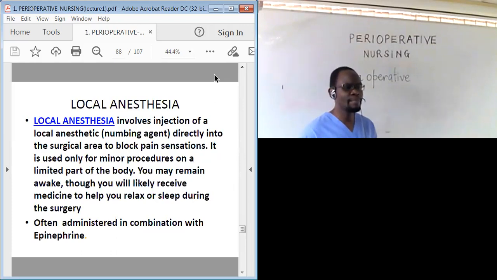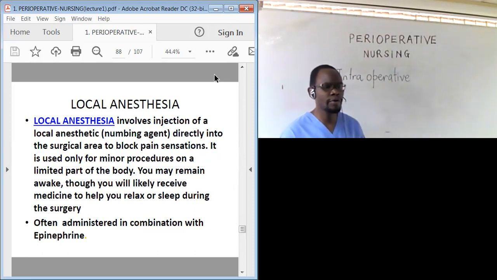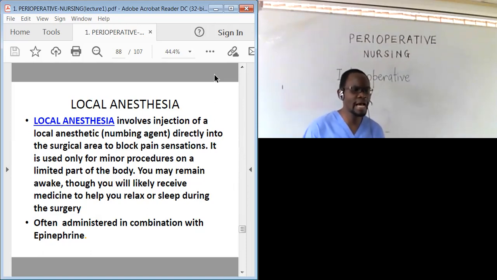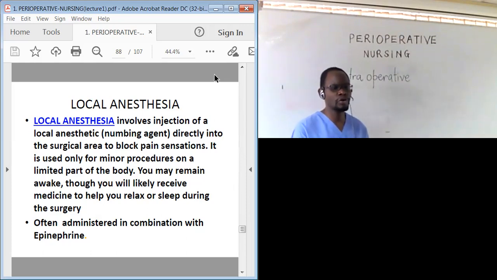So local anesthesia basically involves injection of a local anesthetic directly into the surgical area. We have seen this, for example, the commonest one that is used is lidocaine. For example, if you want to start maybe a chest tube, they usually do local anesthesia. And usually it is combined with epinephrine, because we know epinephrine is a potent vasoconstrictor. So when it is used in conjunction with epinephrine, it helps reduce blood loss when a procedure is being performed in that area. So that is basically local anesthesia.